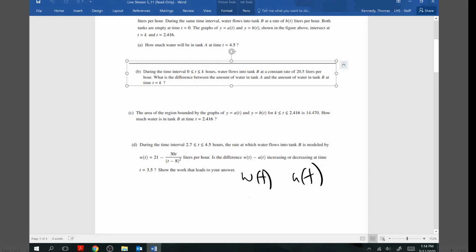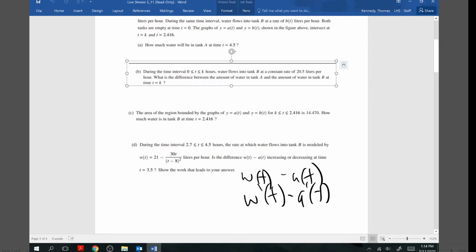is actually w prime of t minus a prime of t. If I did w of t minus a of t, all I would get is the difference between the two curves, so the difference between their rates. But I want the change of their rates to see if that is increasing or decreasing.